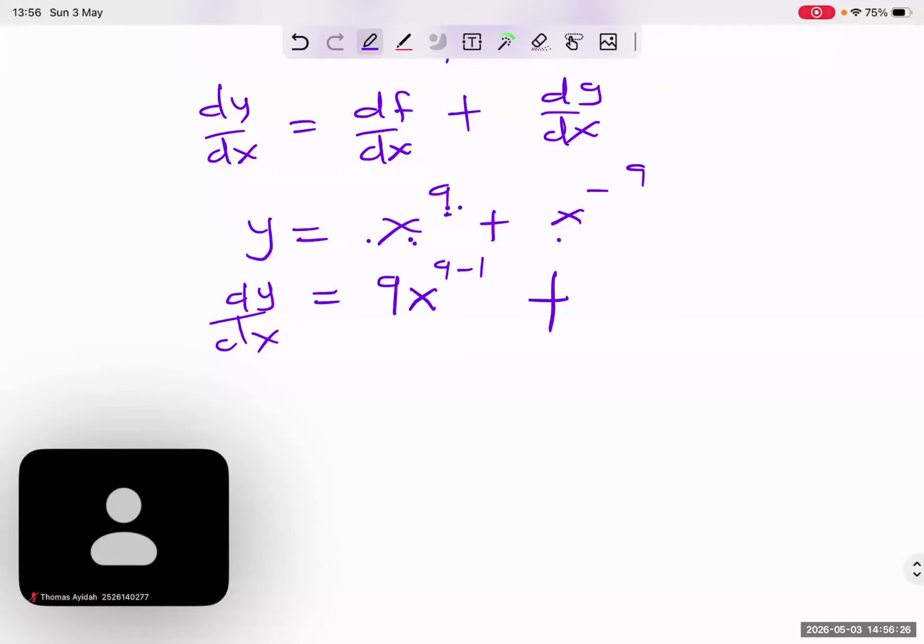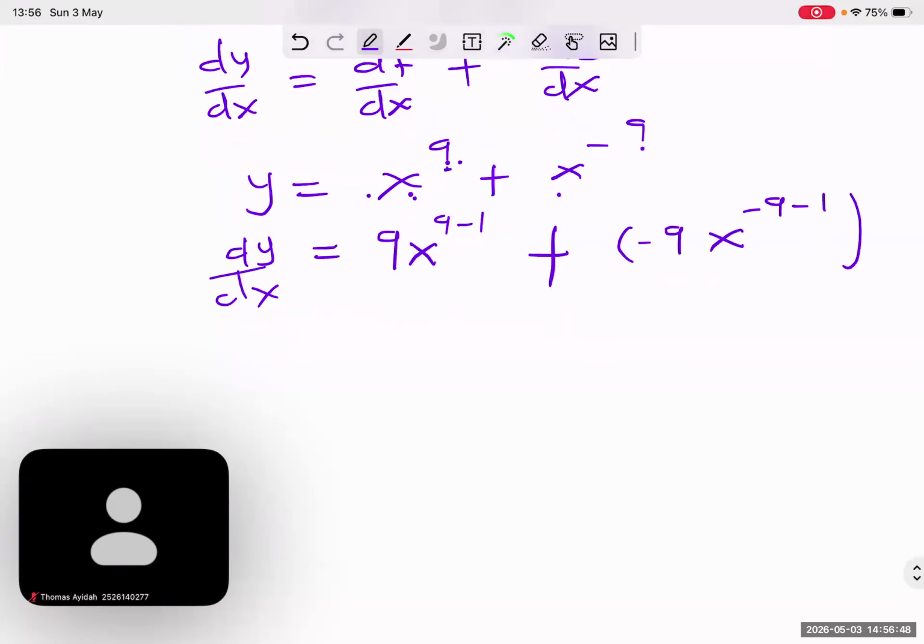Then we go to the second function, plus, it's also in the power form. We have x raised to a number, so we can use the power rule of differentiation. We multiply the exponent by the x, so that is minus 9x, subtract 1 from the power, minus 9 minus 1. What you are left with is to just simplify.